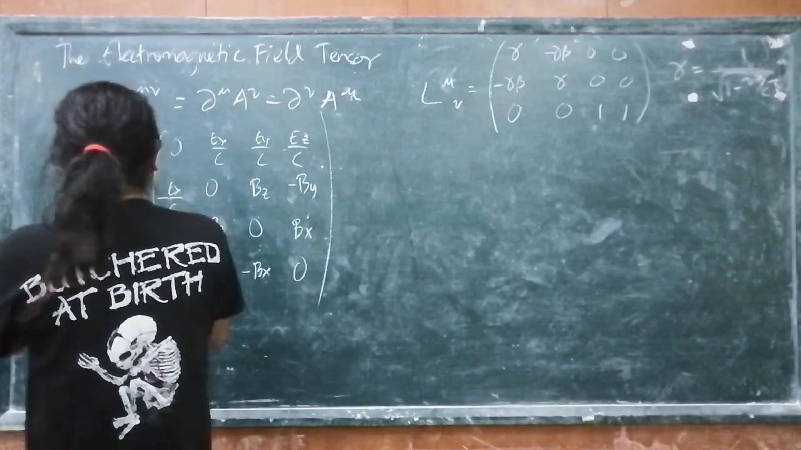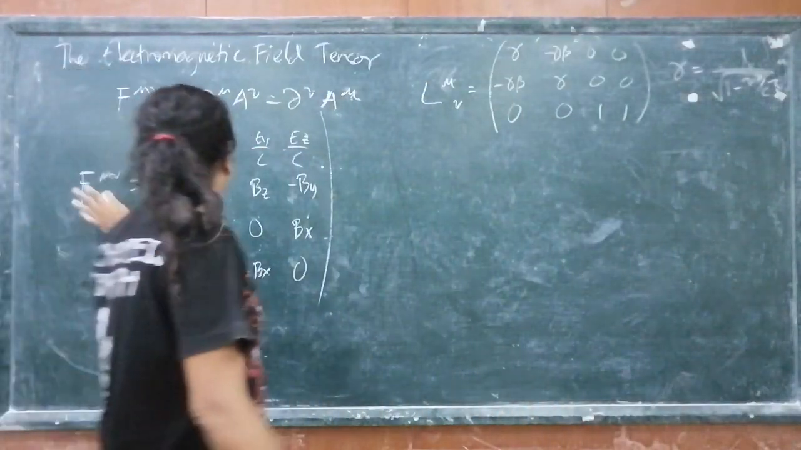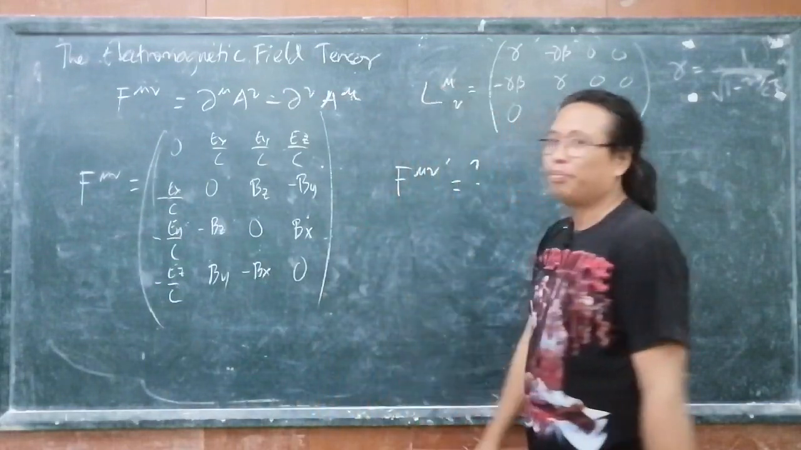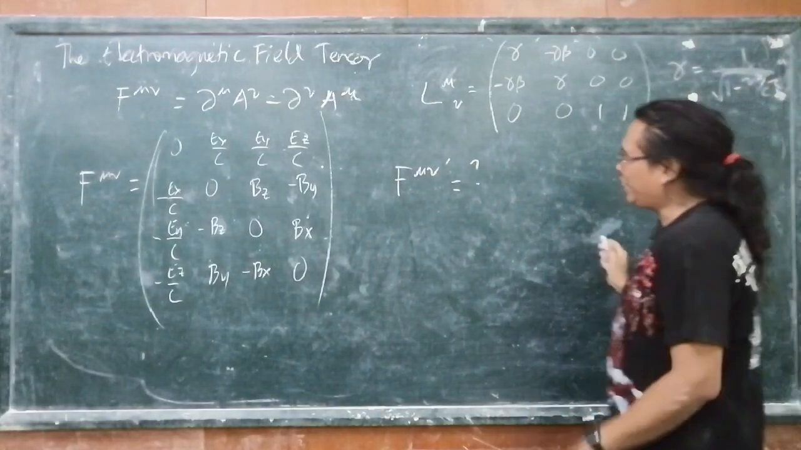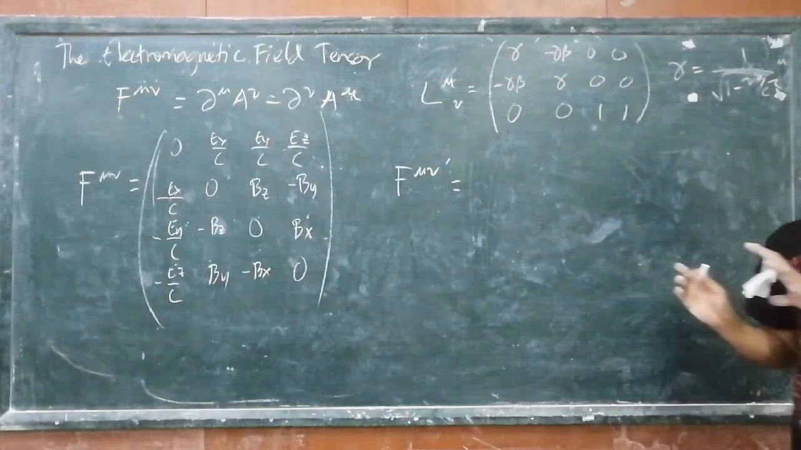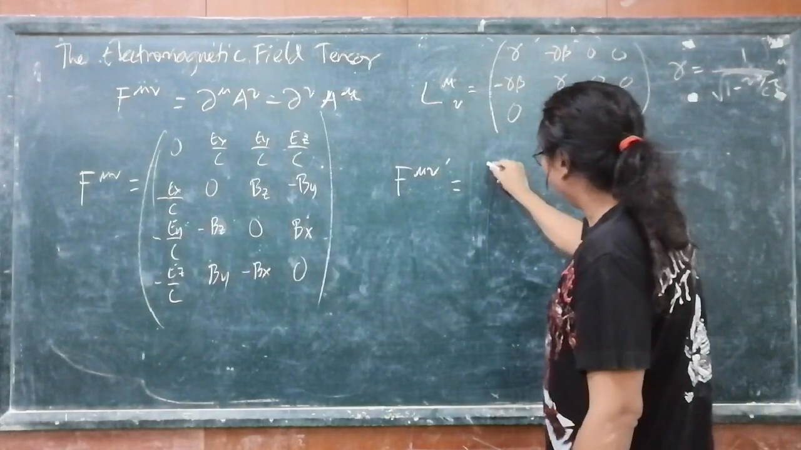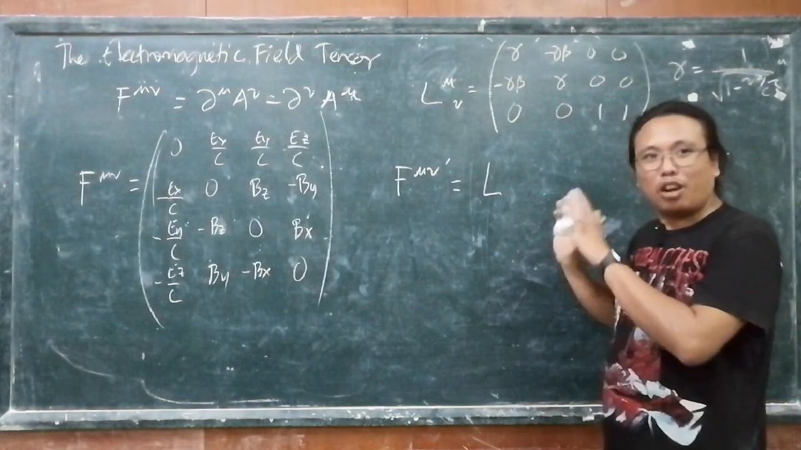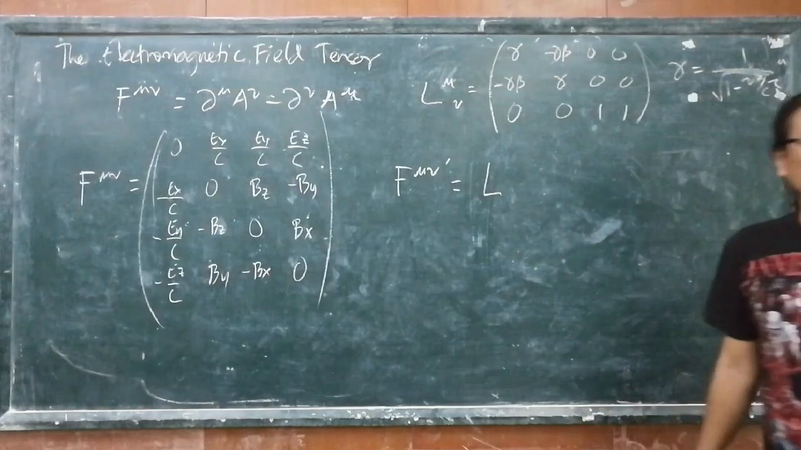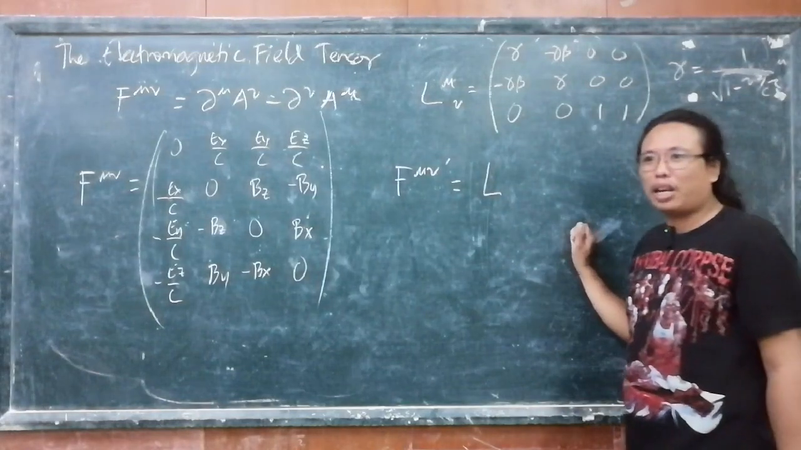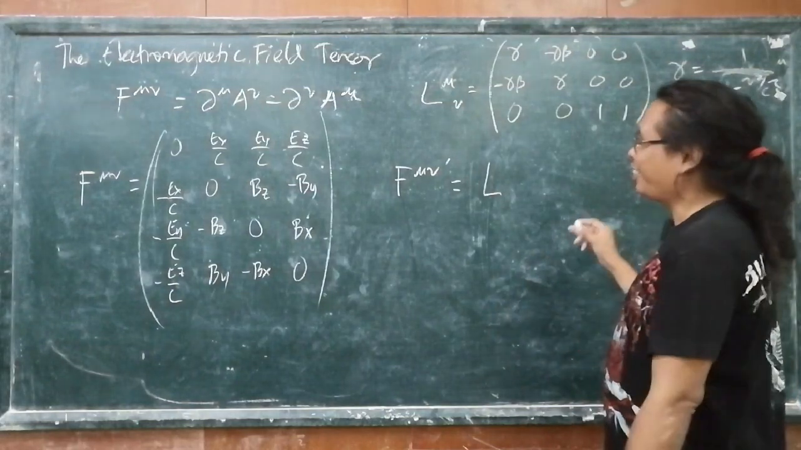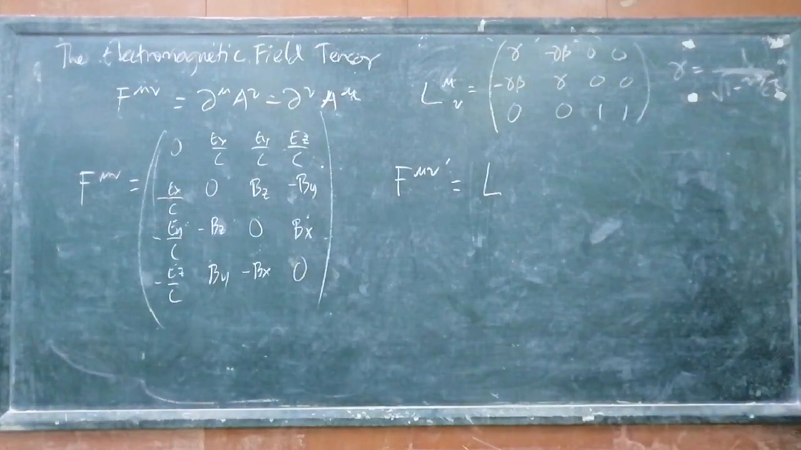Now, how does the field transform? If this is F mu nu, what is F mu nu prime? Well, this is a second rank tensor. So how does a second rank tensor transform? Your final exam will be in tensor language, so we need to do this carefully.